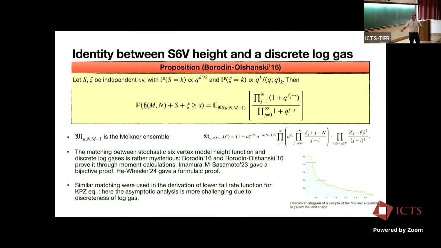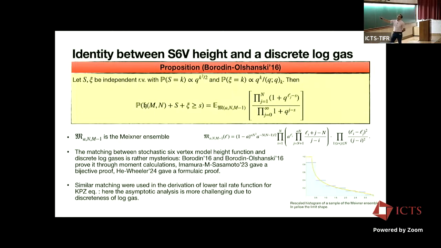Let's unpack what's written in this yellow box. Here we have the probability of the height function on the left-hand side plus two quantities, S plus Xi. S and Xi are two random variables which are independent of each other, and also independent of the height function. S is actually a Gaussian, and Xi is a geometric random variable. The important part is that the tails of the Gaussian are quadratic, and the tails of the geometric random variable are exponential.